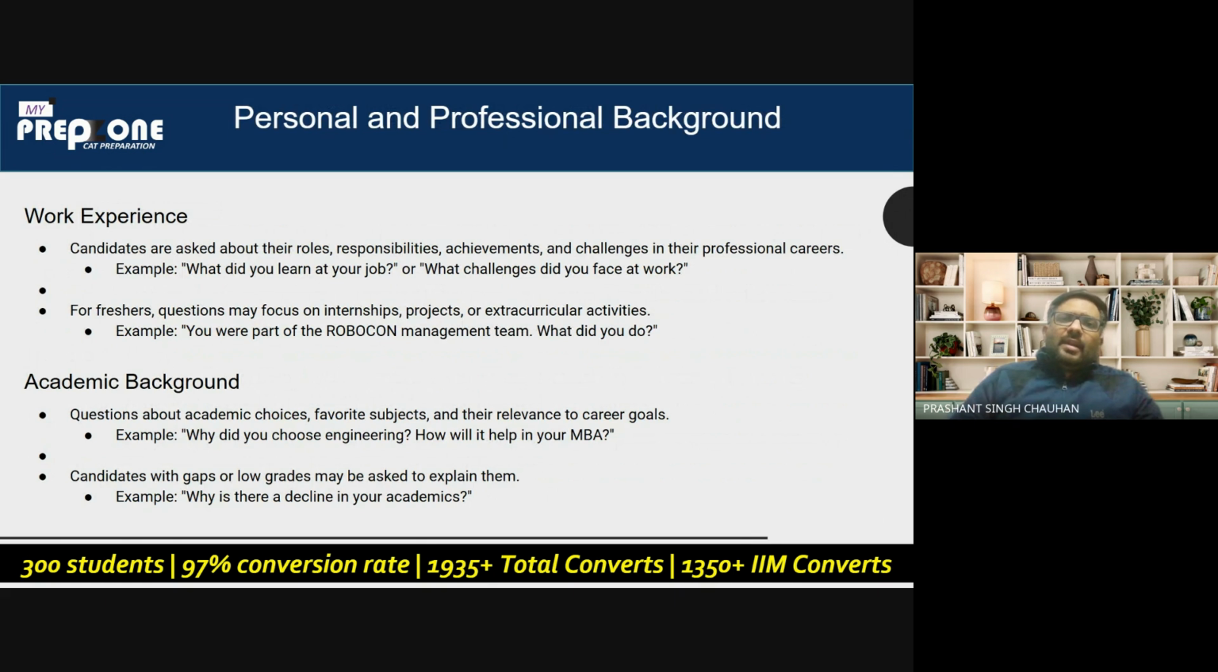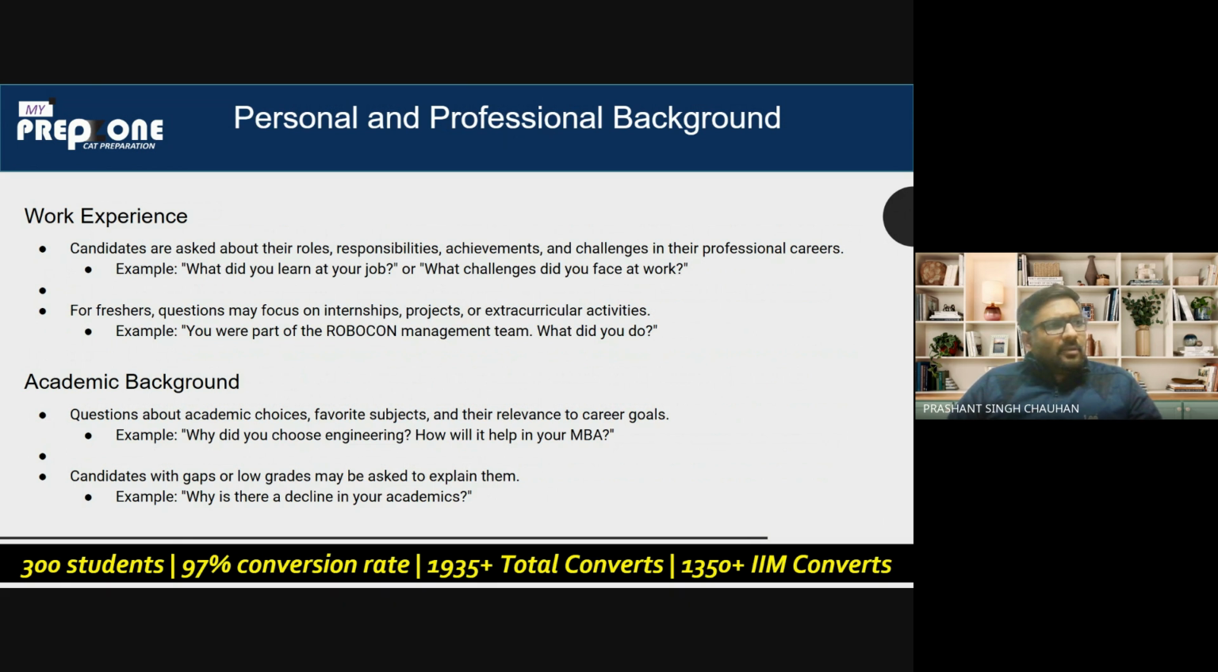Then coming to the interview part, the interview will be pretty much a chill interview. I have hardly seen any grilling interviews in SIBM or SCMHRD. They will mostly start with your work experience or academic background. Very simple questions like what do you do at your job. One of my mentees was working for Robocon, so you can be asked what you do at Robocon.